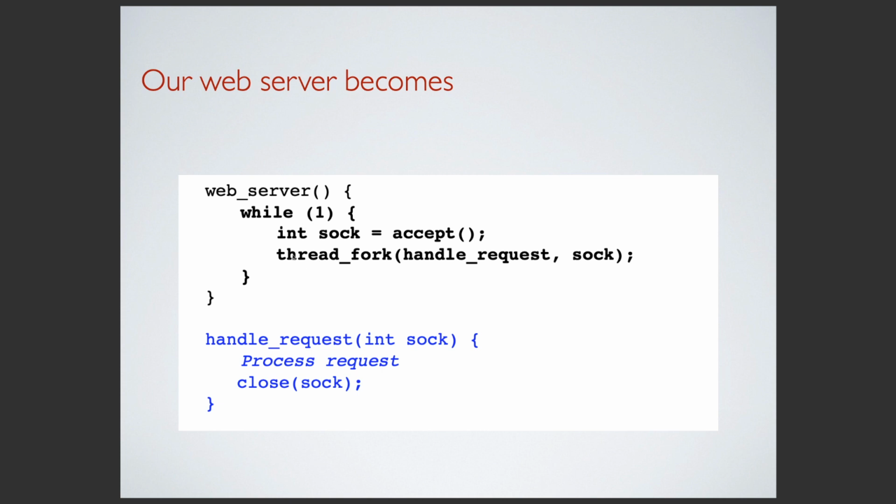So now, rather than doing a fork, you're going to do some kind of a thread fork. And same thing, you're going to handle the request separately. It doesn't change the structure, but instead of creating a child process, we're going to create this lightweight thread.